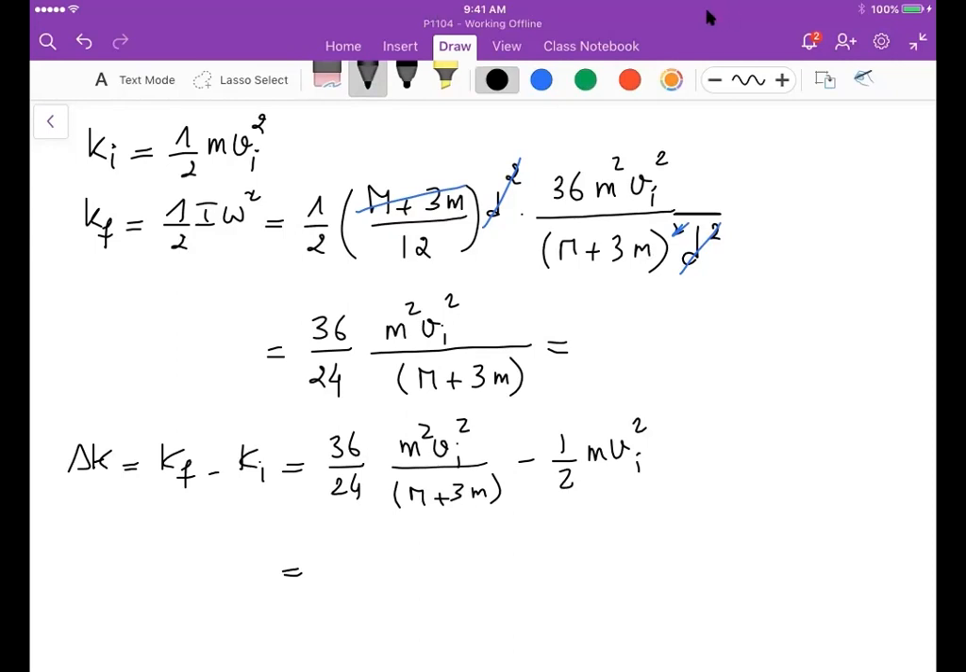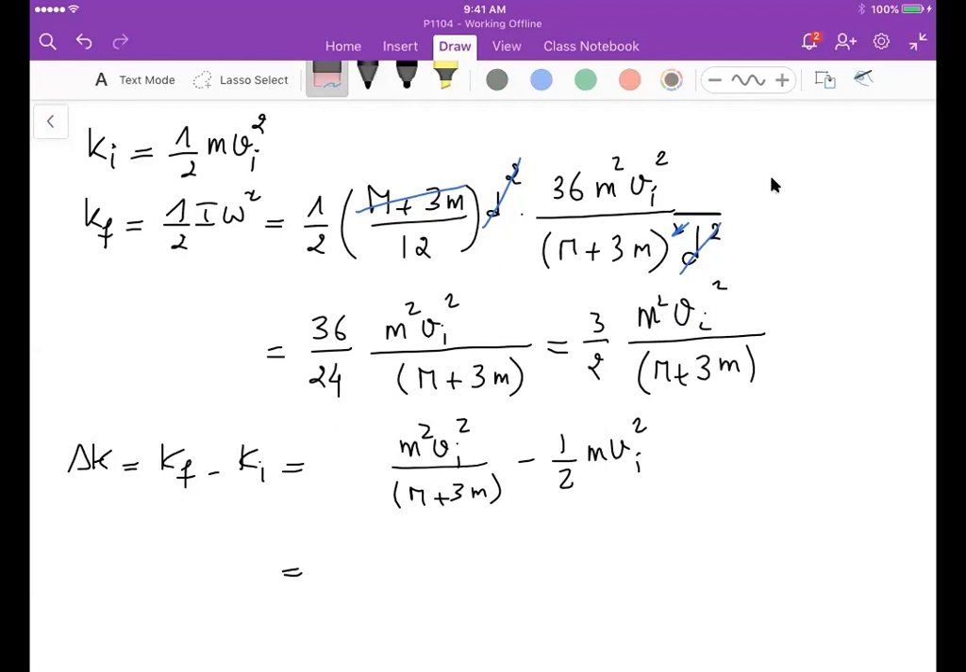So let me just write down. Or let us actually reduce by 12. It becomes 3 over 2 m squared v initial squared divided by m plus 3m. So here we have 3 over 2 instead of 36 over 24, 3 over 2 m squared vi squared over m plus 3m minus half m vi squared.